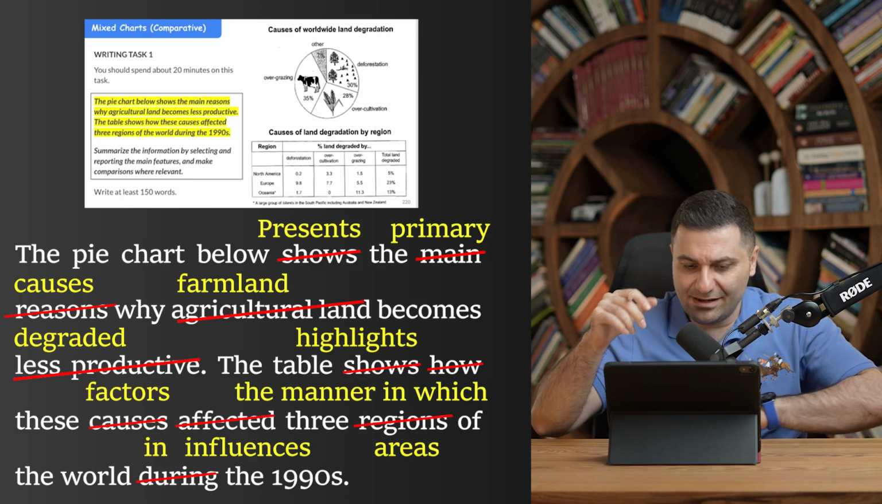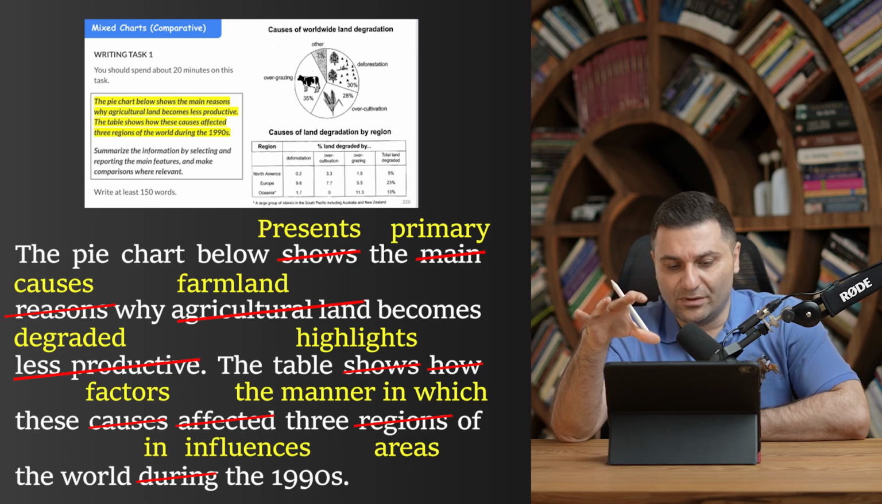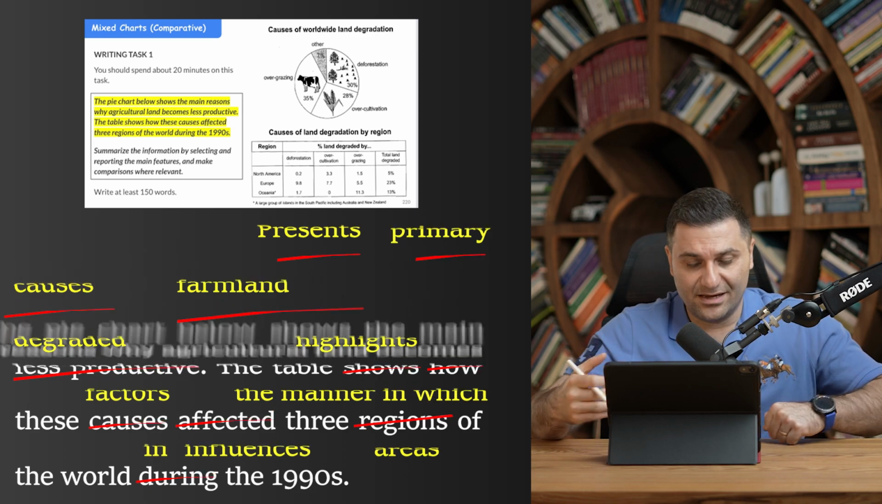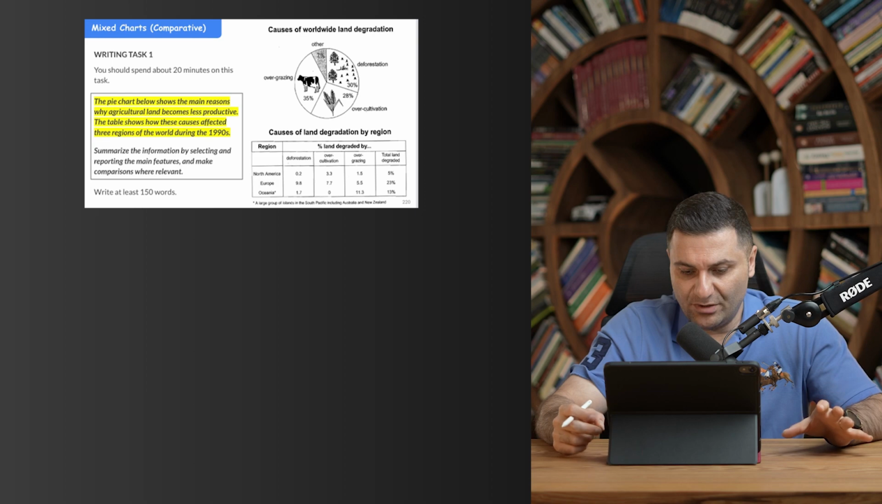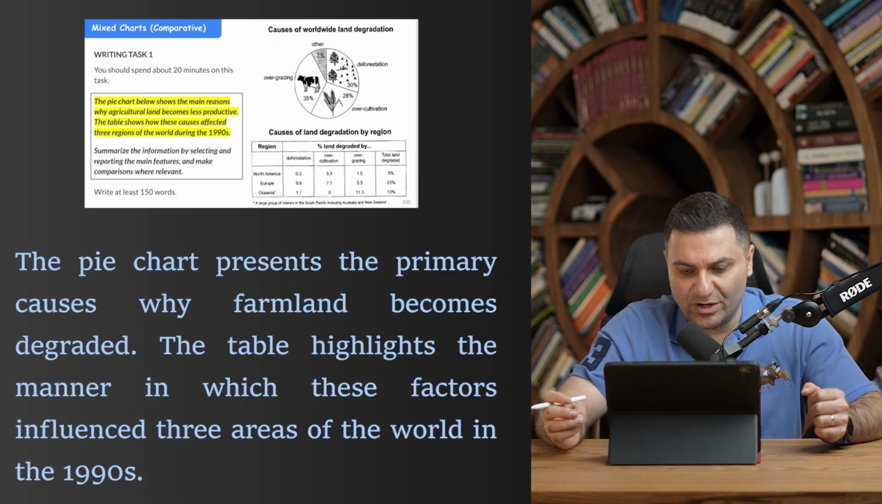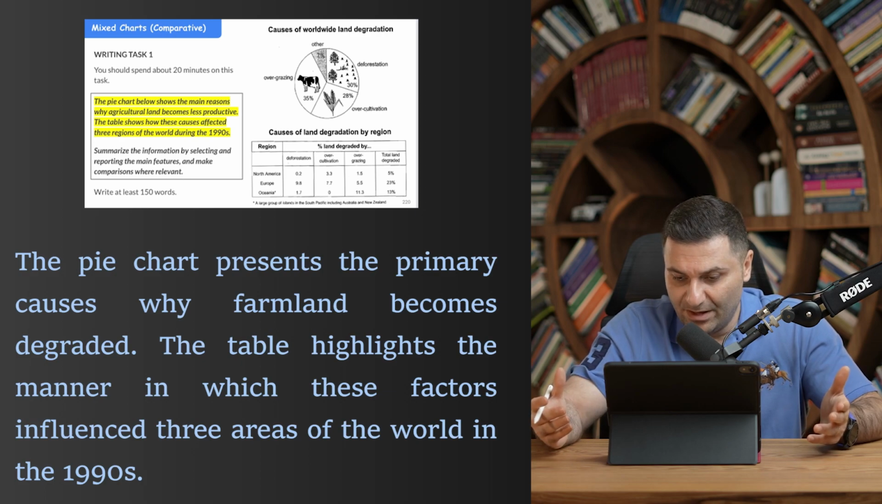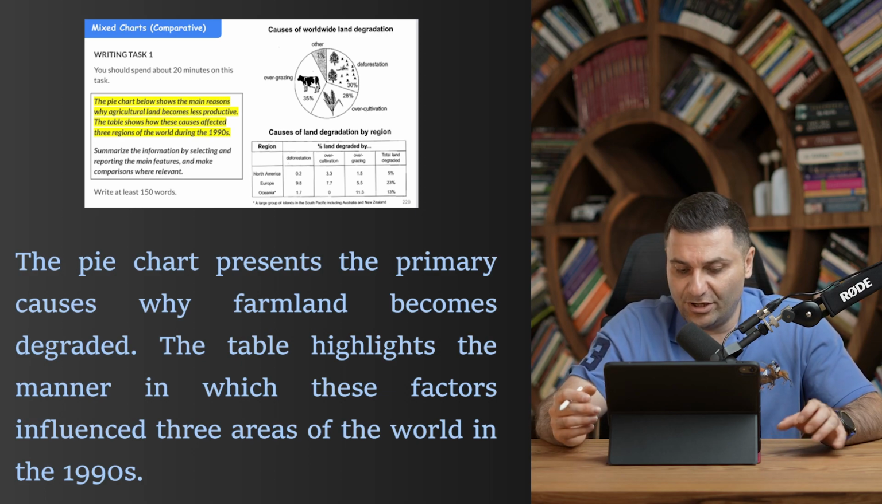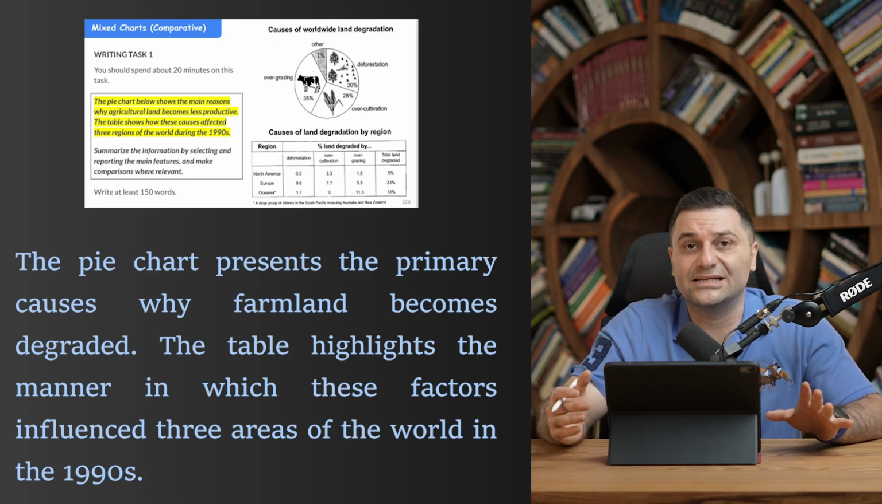Now let's take a look at an example, a sentence after we change these words. So it would be something like this. The pie chart presents the primary causes why farmland becomes degraded. The table highlights the manner in which these factors influenced 3 areas of the world in the 1990s.